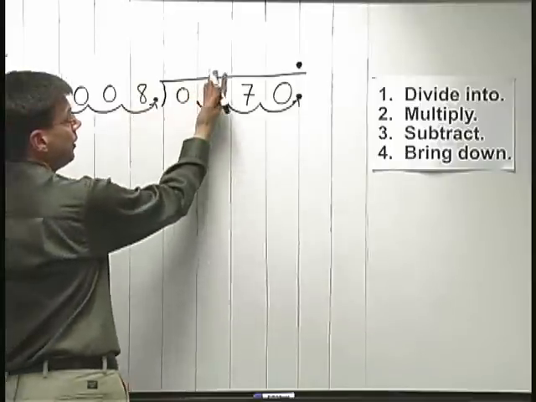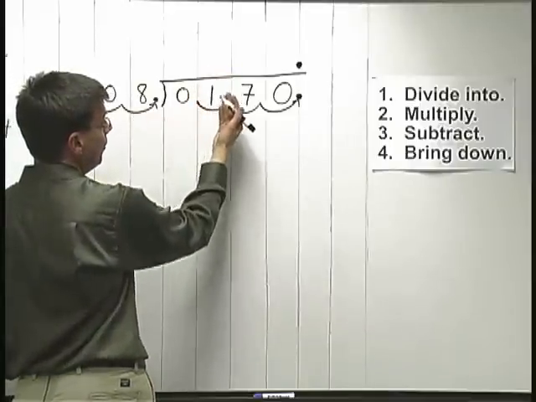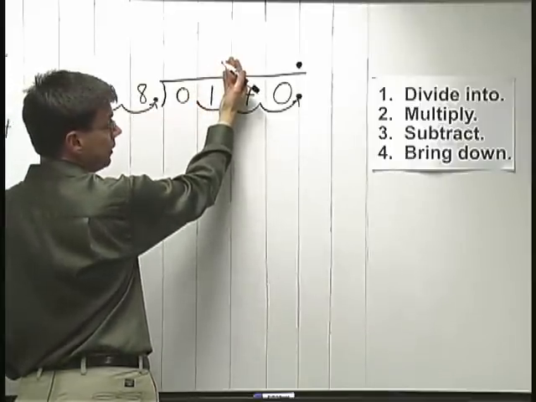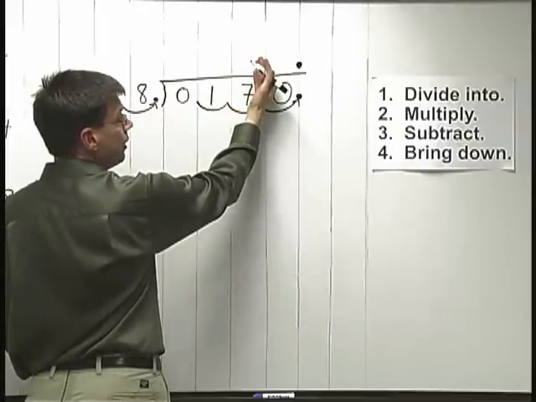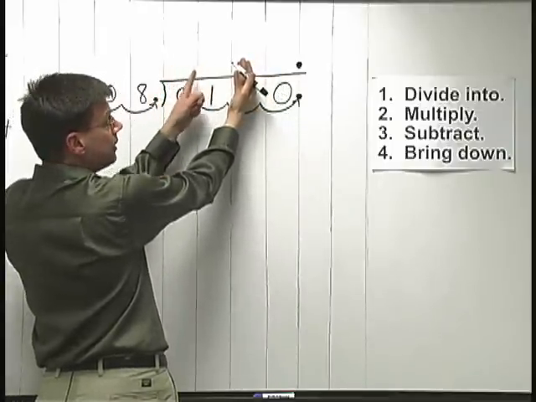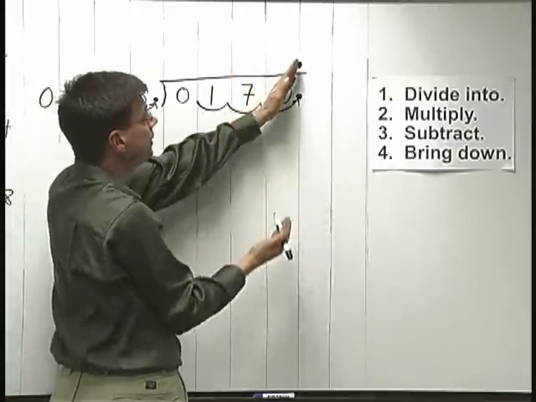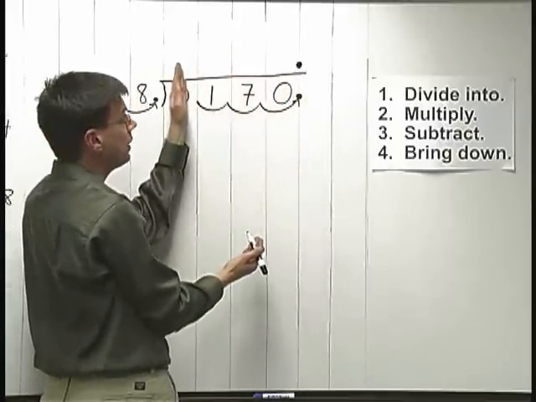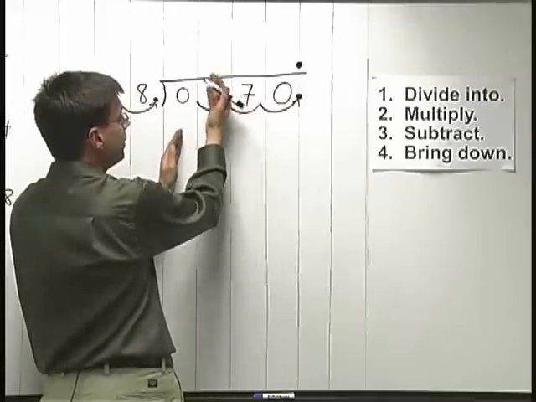How many times does 8 go into 0? Well, it doesn't go in. Into 1? Well, it doesn't go in. Into 17? By the way, I haven't had to write zeros up on top yet because I'm still to the left of the decimal point. I don't need to write those zeros yet.